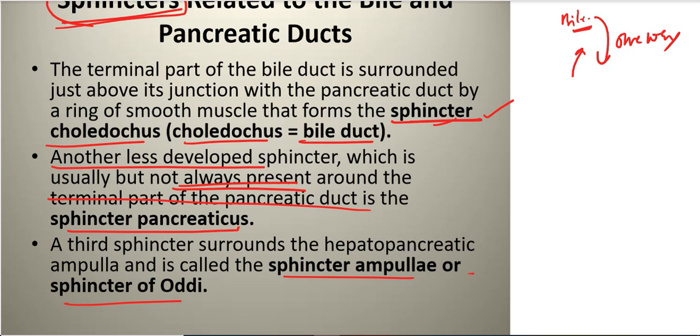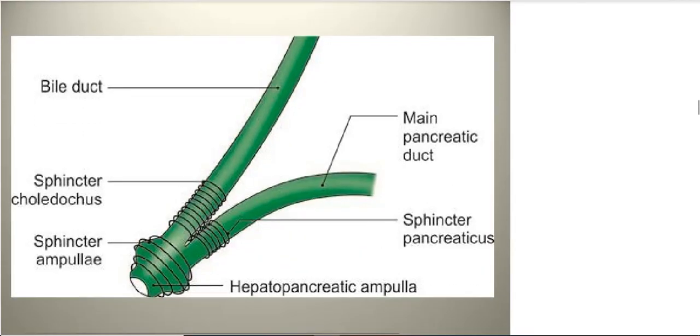When hepatopancreatic ampulla is formed, the sphincter present there is called sphincter ampullae or sphincter of Oddi. This is the structure we have seen in the image previously. Now we will discuss an image. This is downward running bile duct, and this comes from pancreas, the pancreatic duct. Bile duct has a sphincter, its terminal part is called sphincter choledochus. This is a spiral-like sphincter.